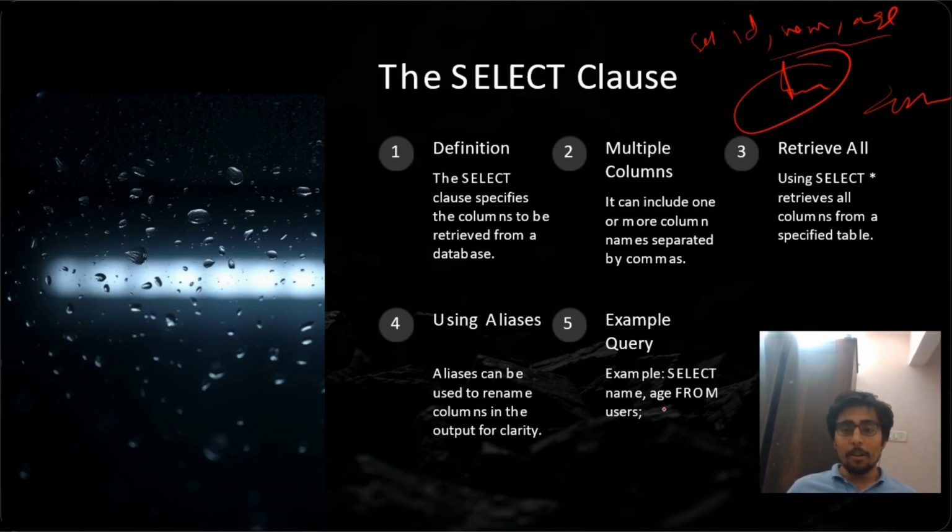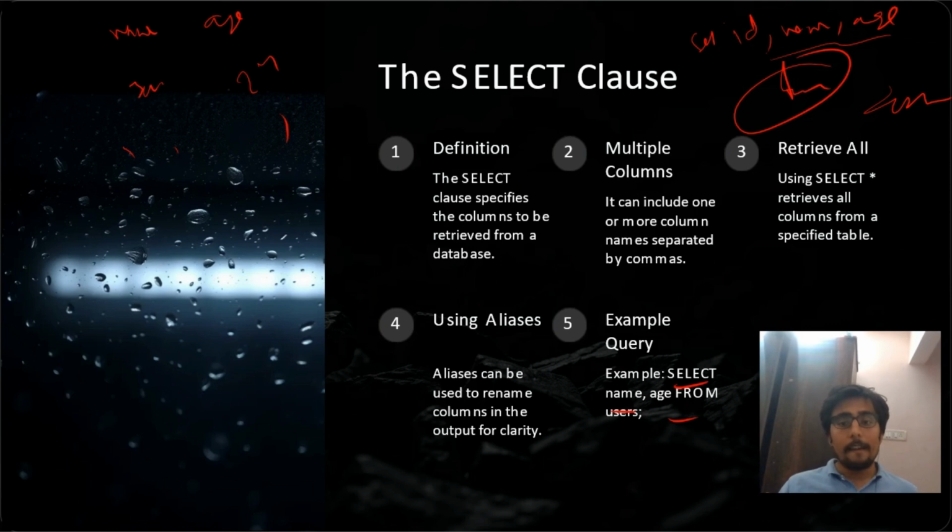And example queries, you can see over here: select name, age from users. For example, you need name and age, so it will come like this: name, age, and for example name J, age 24. Similarly you can have it like that. So this was all about that.